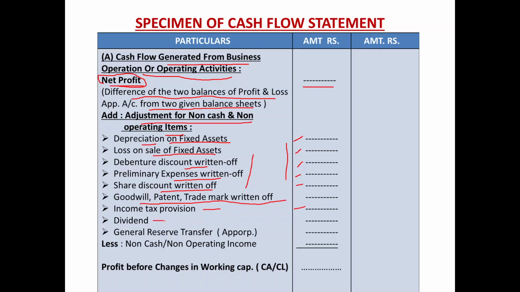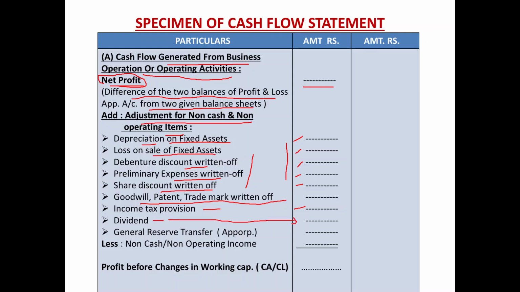Dividend, whether interim or final proposed. We already discussed the provisions of the Companies Act related with proposed final dividend and interim dividend. It remains the same. Nature is non-operating, and that is why it should be added back in the current year's profit once again.